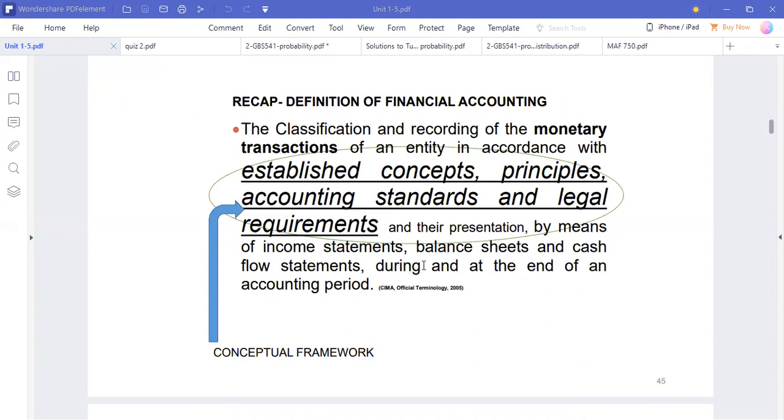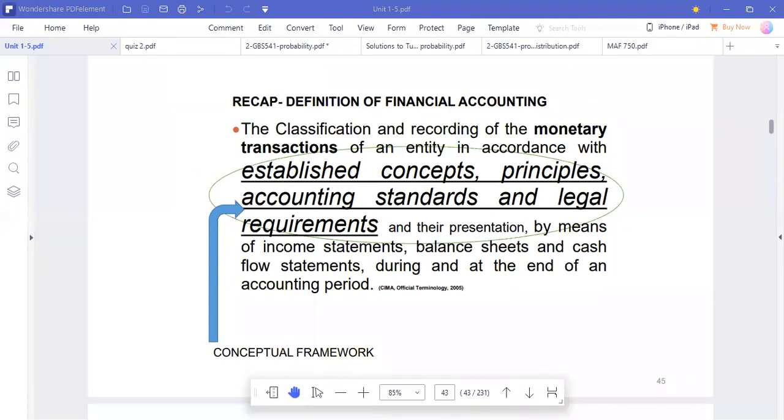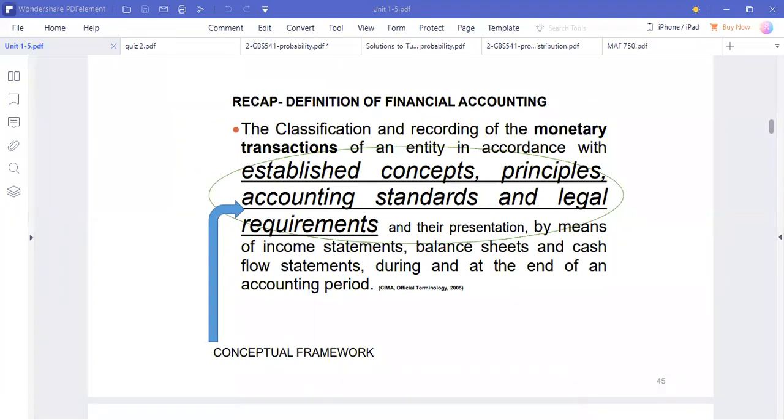we are going to do a quick recap of what we had in the previous class. Do we remember what we discussed in the previous class? What is the definition of financial accounting? Financial accounting from the previous class was defined as what?